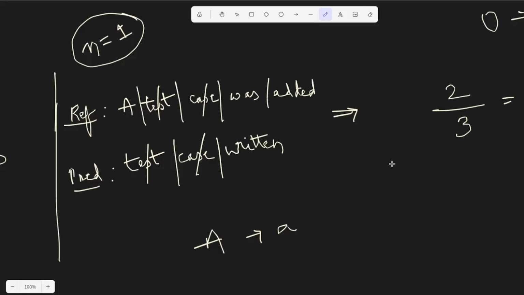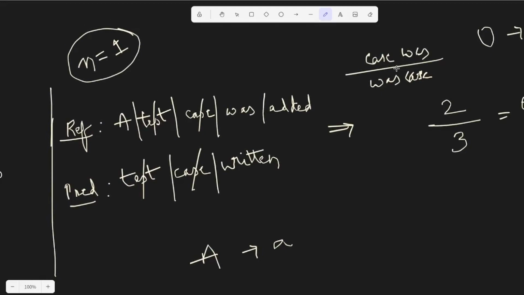But if you look at it, it's only the word overlap that's being considered. Now, one more factor that you could consider is the order of the words. Now, that would also really make some sense in this case, because let's say the words case was and was case are different, right? Because the order of the words is different. So we could also do one thing where we consider the order of the words.